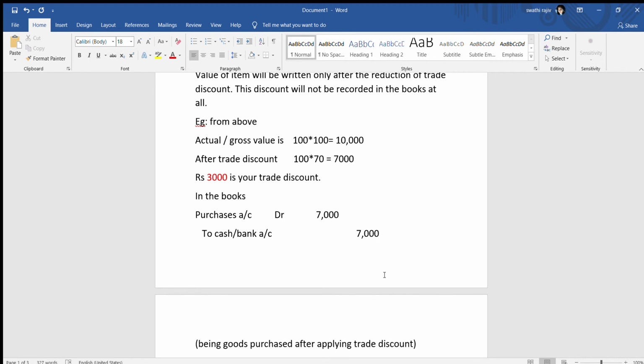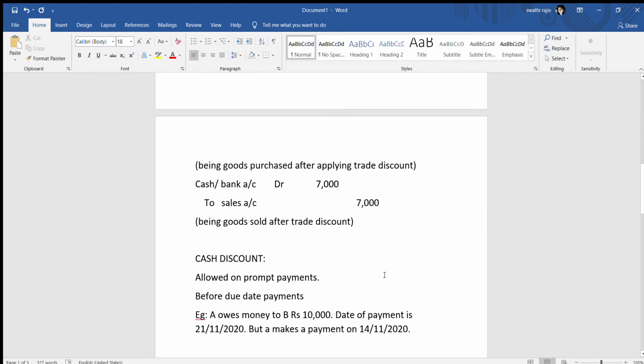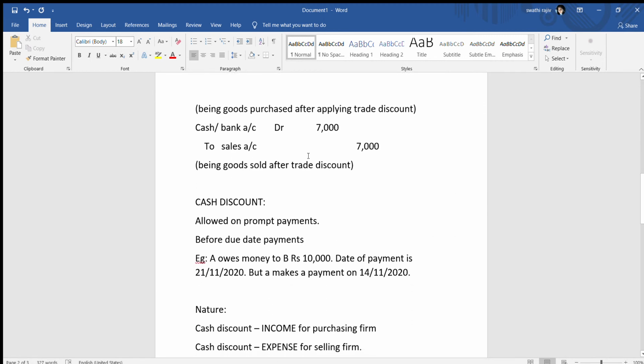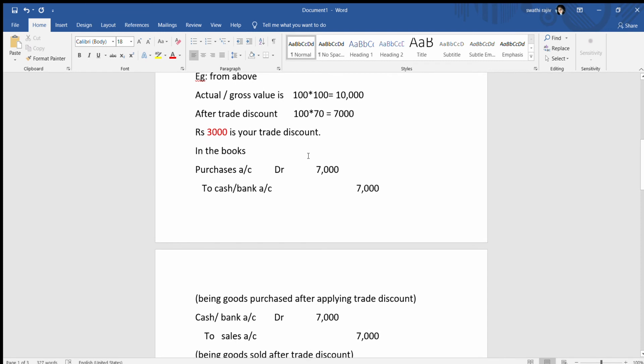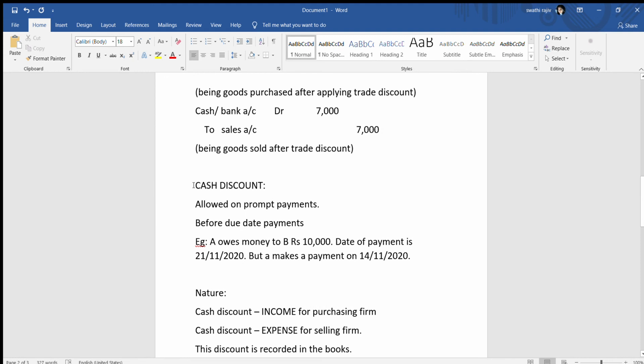Usually the straight discount is given to regular customers of the shop. Now coming to cash discount. So again, trade discount, just remember, always deduct it and never write the original value. After discount, whatever value you have, only that value you will record in books and treat it as normal purchases or sales.